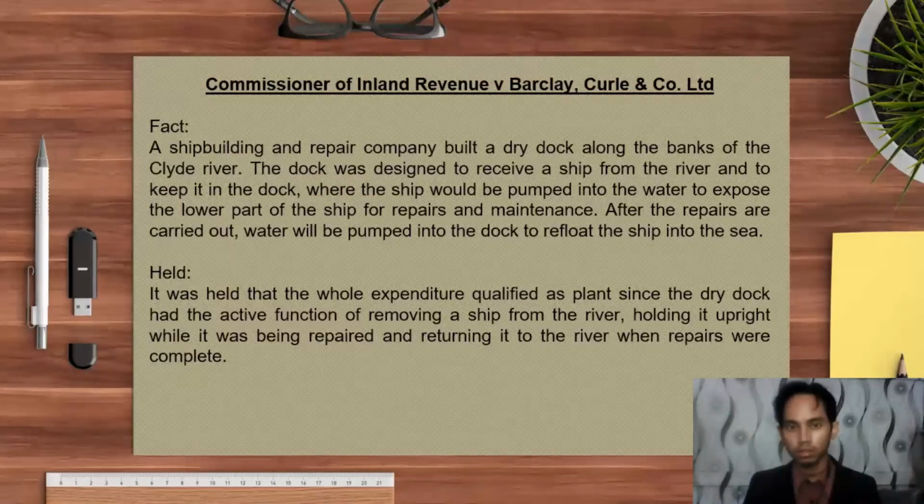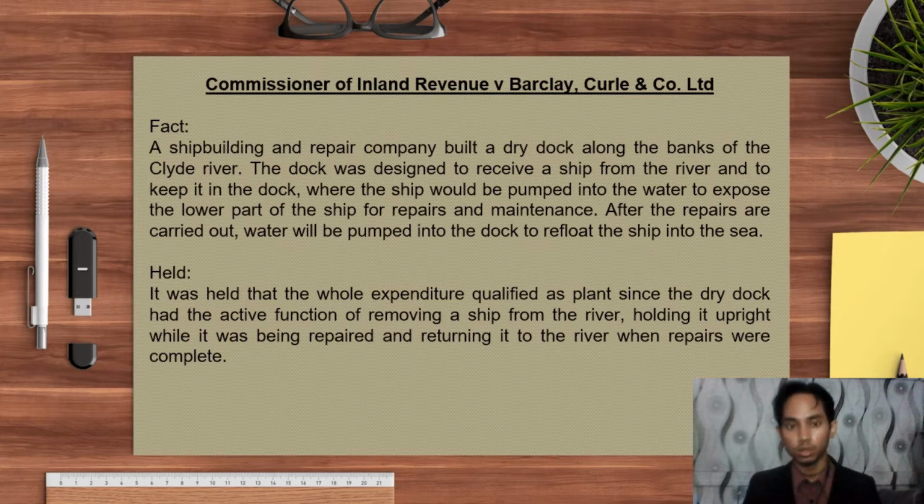Thank you, Aina. I'll continue with another case, which is Commissioner of Inland Revenue versus Barclay Curle and Company Limited. So this case is about a shipbuilding and repair company that built a dry dock along the banks of the Clyde River. The dock was designed to receive a ship from the river and to keep it in the dock, where the water would be pumped out to expose the lower part of the ship for repairs and maintenance. After the repairs are carried out, water will be pumped into the dock to refloat the ship into the sea.